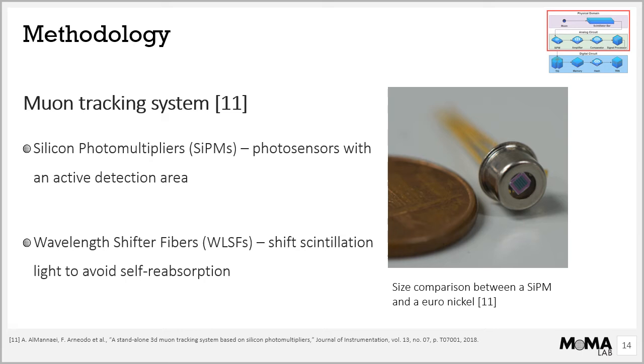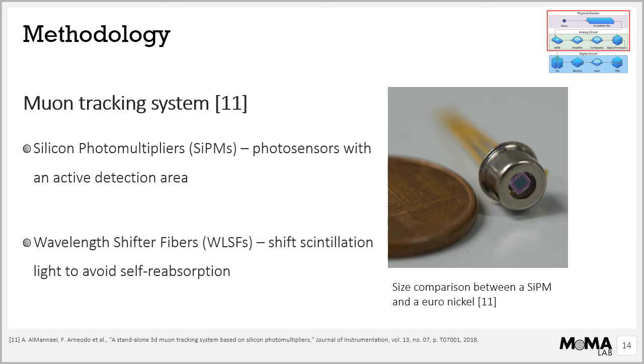So the way they work is that when muons pass through the scintillator bars, they cause them to emit light, which is then captured by the silicon photomultipliers, and wavelength shifter fibers are used to collect and shift the scintillation light to avoid self-reabsorption. As I mentioned previously, the detection of light emissions by the silicon photomultipliers is what generates an analog pulse, which eventually allows us to record information about those particles.